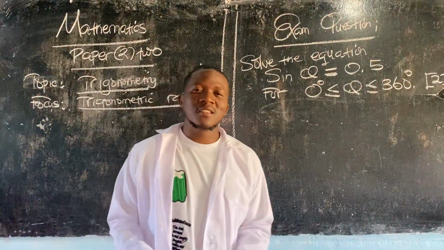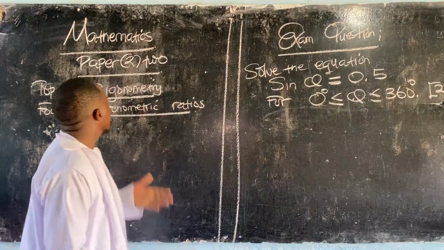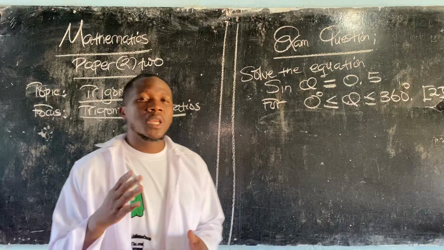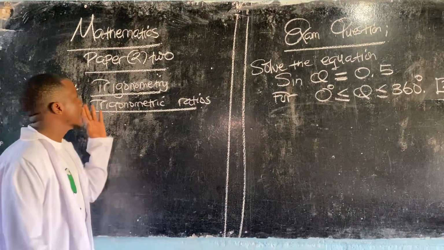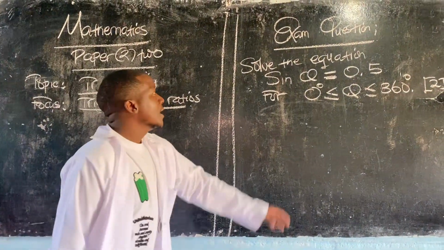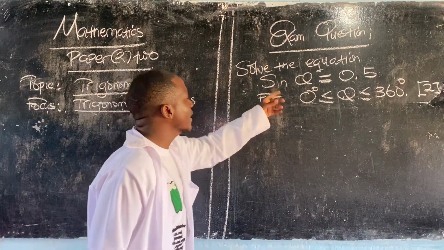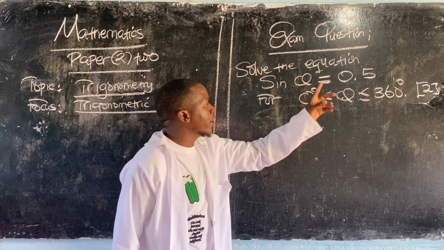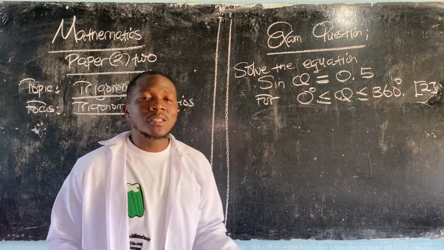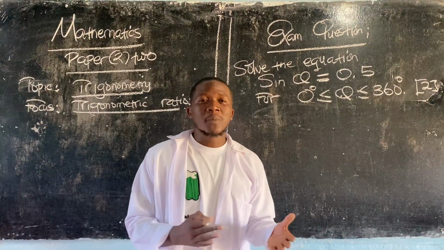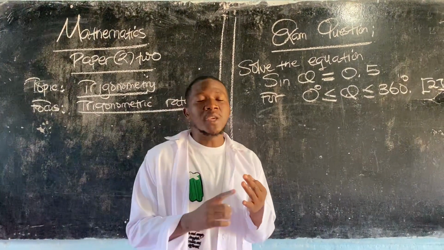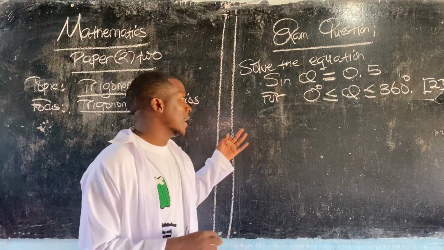Hi, in this tutorial, we're going to use a mathematics paper 2 as an exam build-up lesson in order to place our focus under trigonometry and a focus of trigonometric ratios. The question says solve the equation sine theta equals 0.5 for this range. What's important to understand is that under trigonometry, we have got parts, and the part that we are talking about deals with trigonometric ratios being sine, cos, as well as tan.